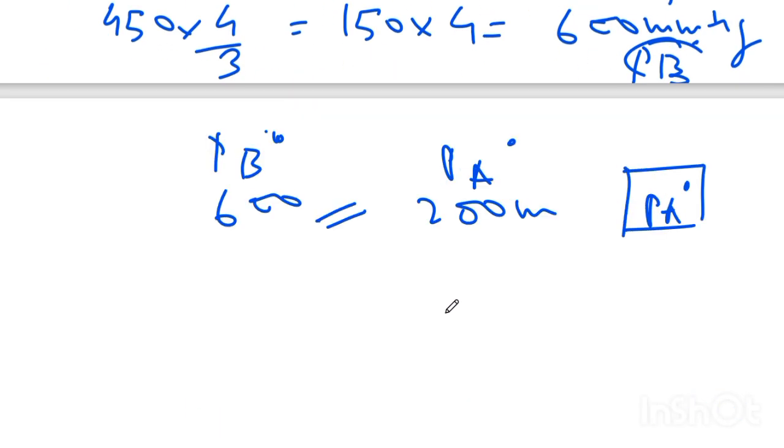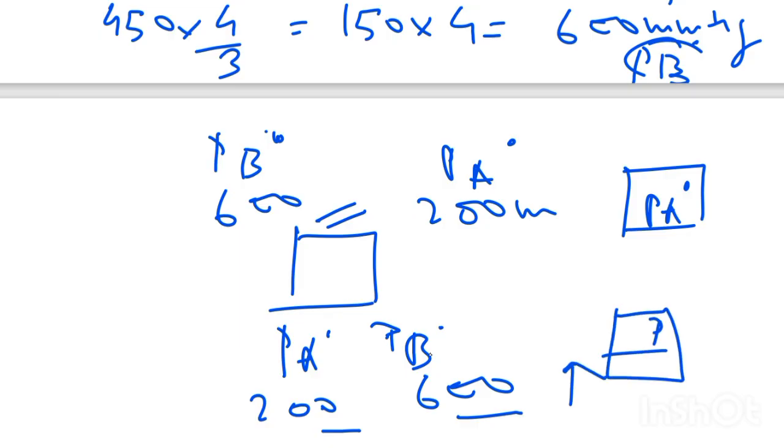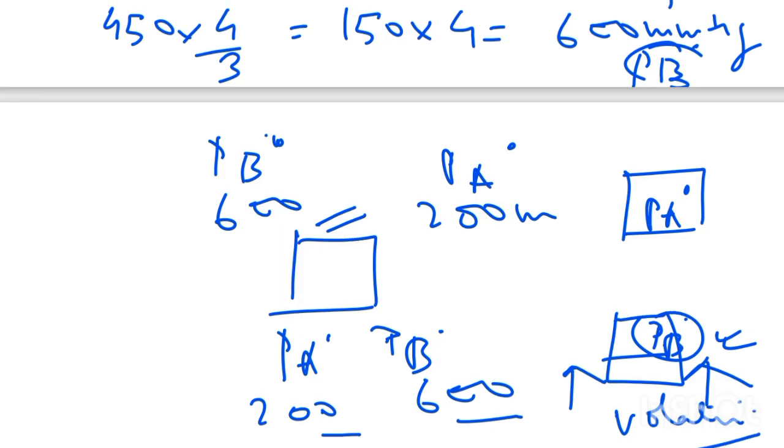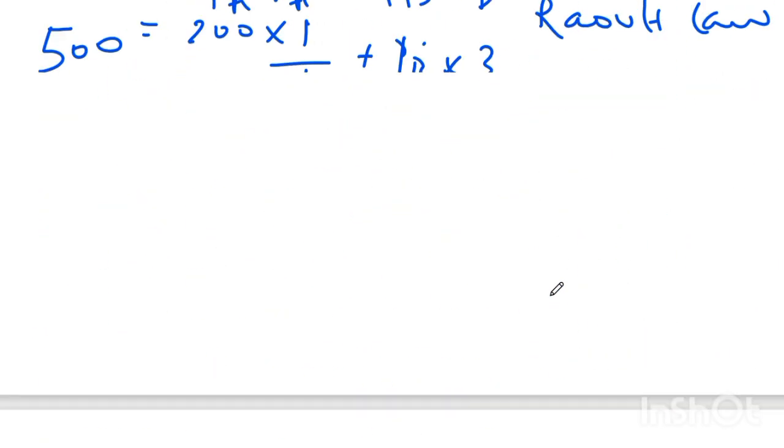That is, suppose there are two liquids A and B. A has a pure vapor pressure of 200, B has a pure vapor pressure of 600. That is, the vapor pressure of B is more, which means B has a greater tendency to go into the gaseous state. That is, it is more volatile. In the question it was asked which is least volatile. Least volatile will be A.